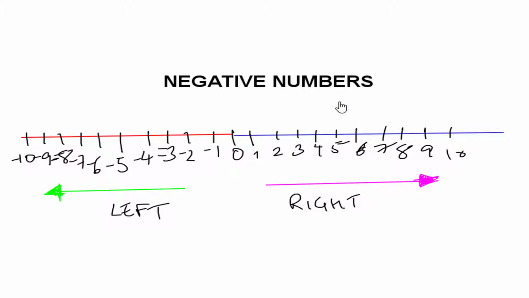What exactly is a negative number? A negative number is any number below 0, so it doesn't include 0, any real number below 0. So all these numbers are negative numbers.